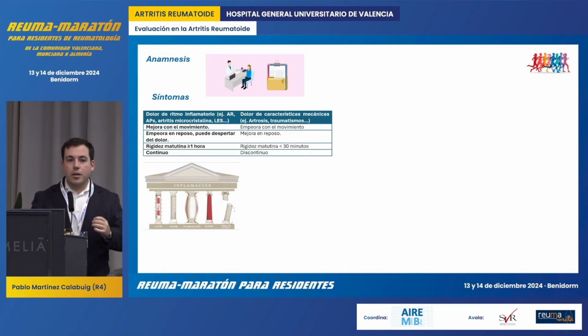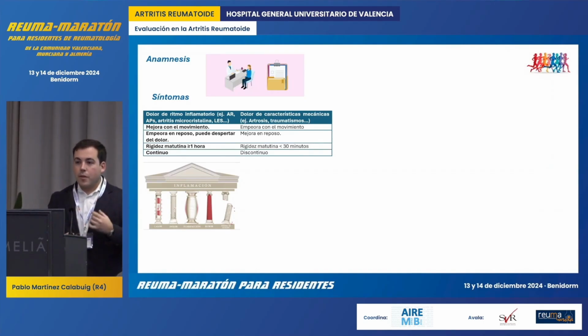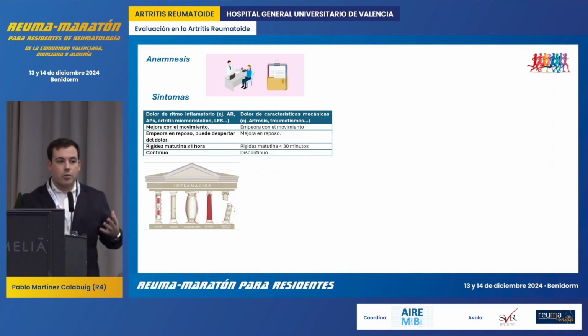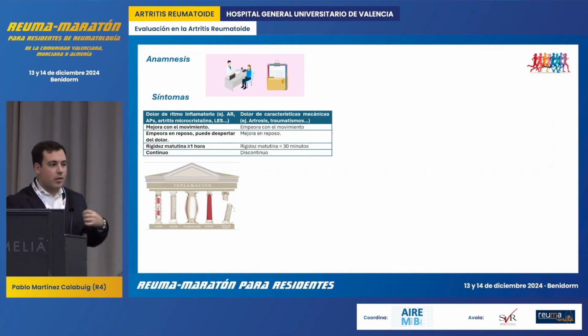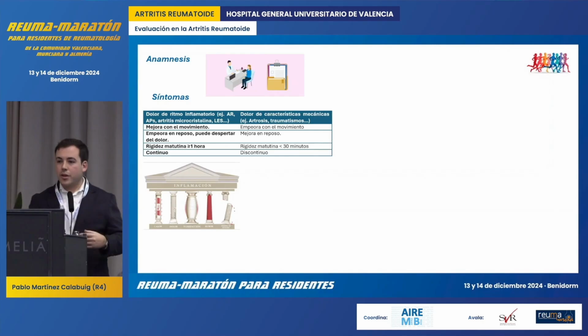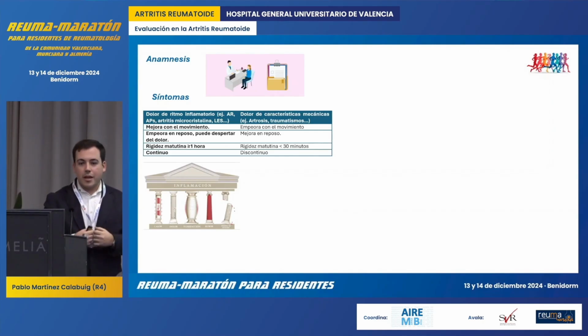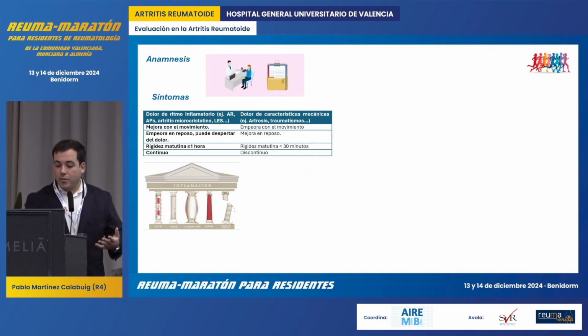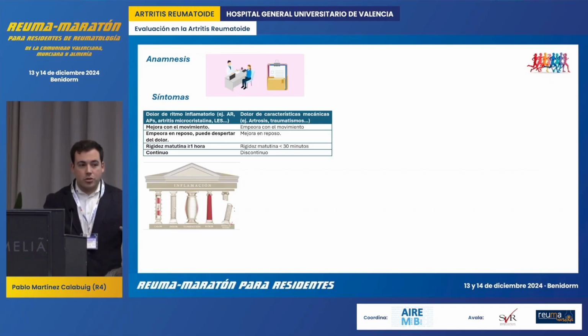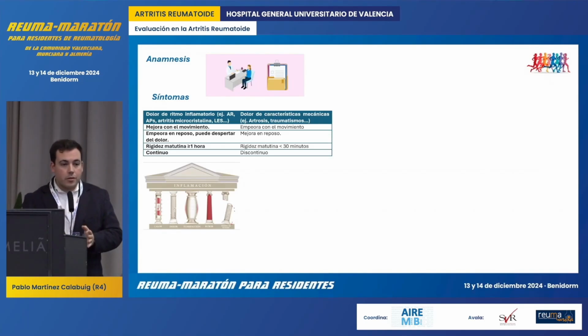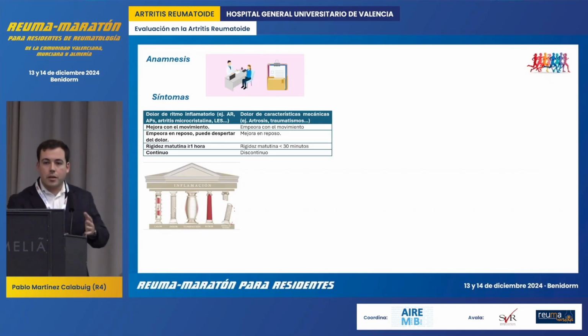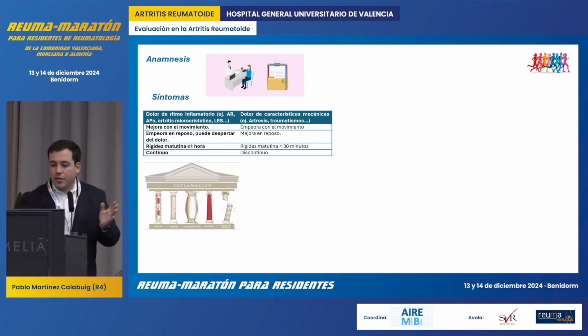Mainly, what are we going to see? Patients with pain. What kind of pain? The inflammatory type pain, which, as you all know, improves with movement, worsens with rest, wakes me up in the mornings, comes with stiffness lasting more than an hour, and can even wake me up at night. But we're also going to see mechanical type pain, nociceptive pain, mechanical pain that improves with rest, doesn't wake us up at night, and comes with less morning stiffness.